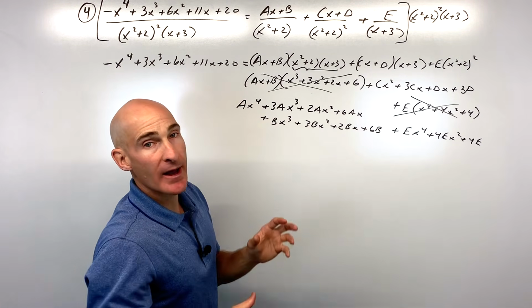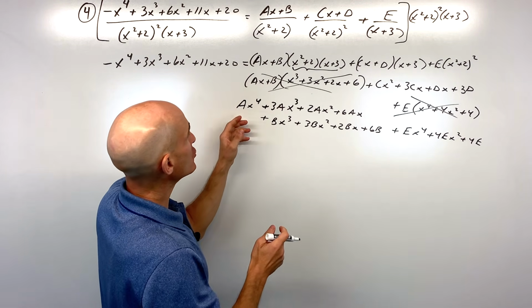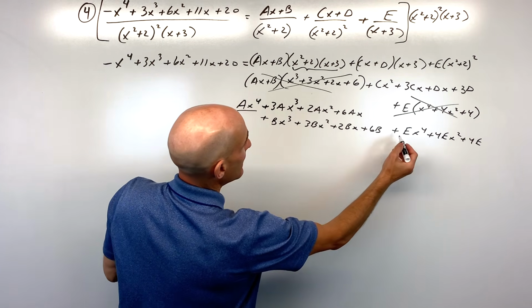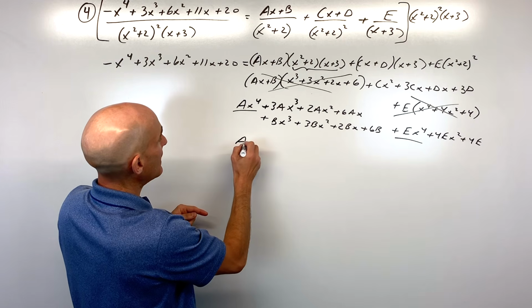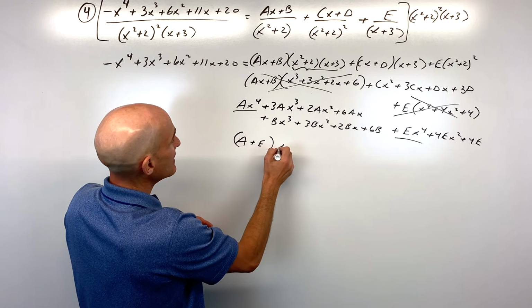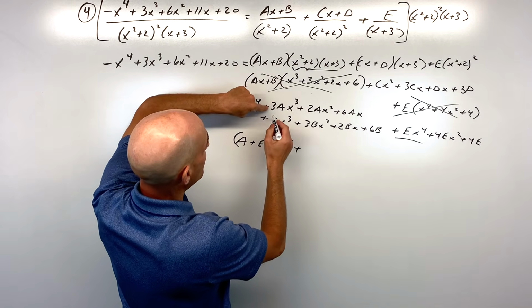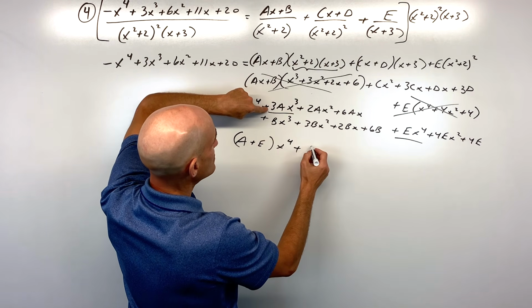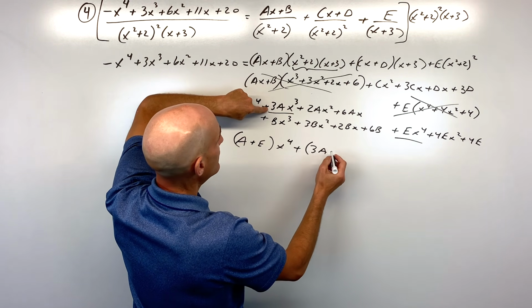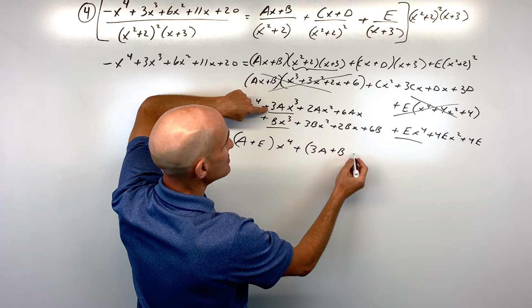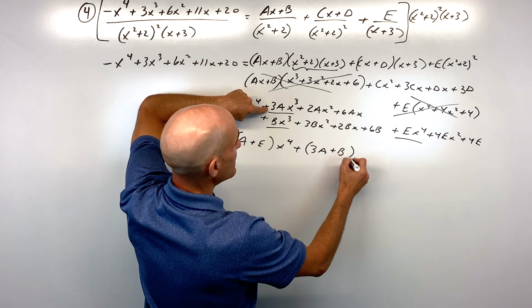So what we want to do is combine or group like terms. So we've got our x to the 4th, so ax to the 4th and ex to the 4th. So that's going to be a plus e times x to the 4th. Okay, let's group our x cubes now. We've got 3ax cubed, so that's going to be 3a. Let's see, other x cubes, we've got plus bx cubed, and that's it.